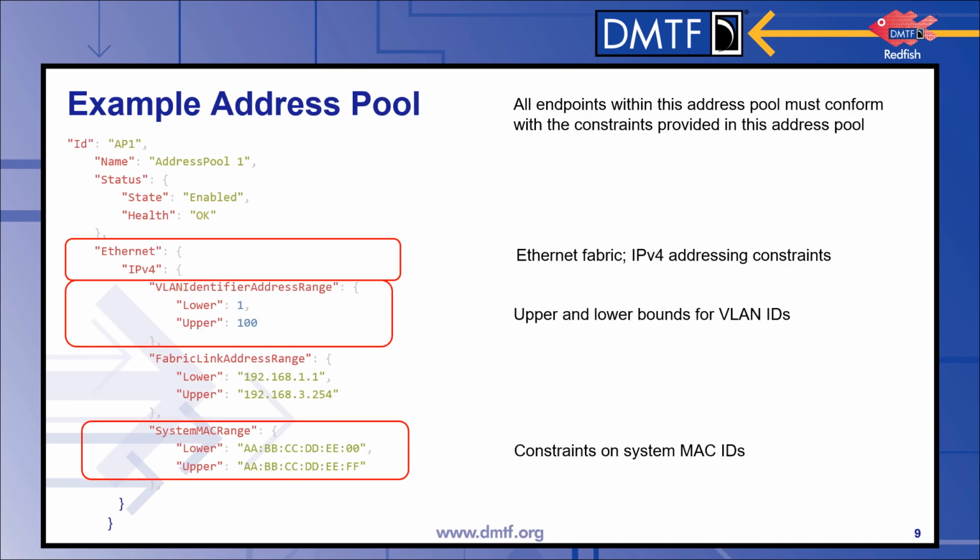This is an example of an address pool in Redfish. This is an Ethernet address pool, so it has IPv4 addressing constraints. This describes the upper and lower bounds of the VLANs allowed, the address range for fabric links, and the boundaries for the system MAC.